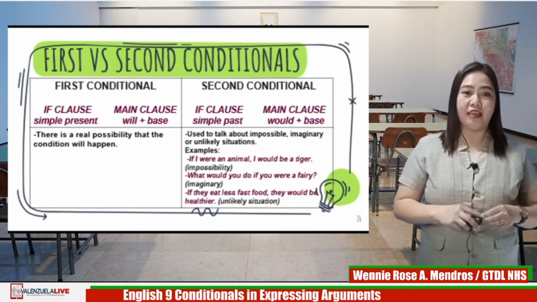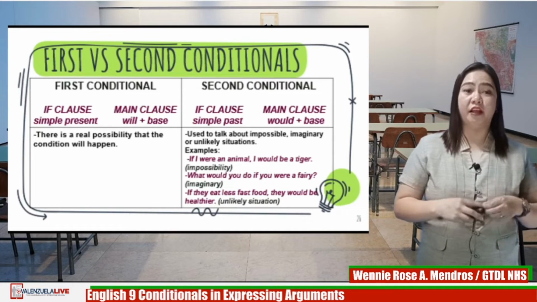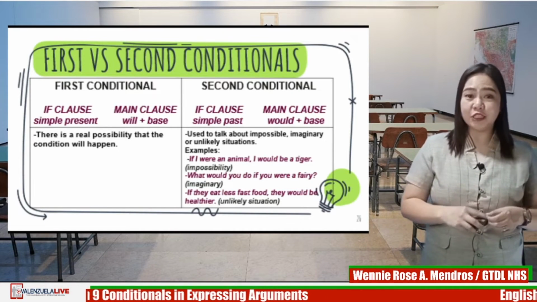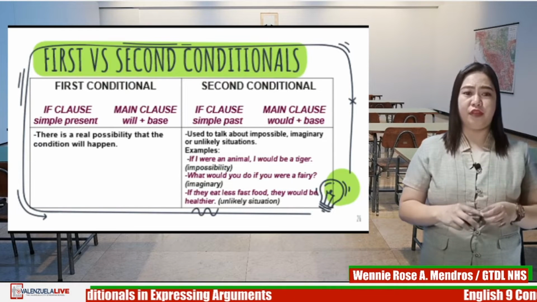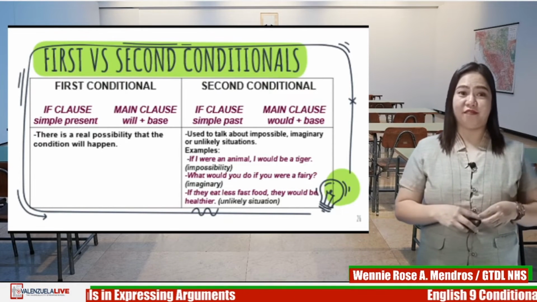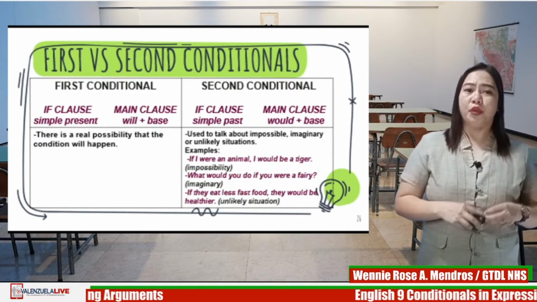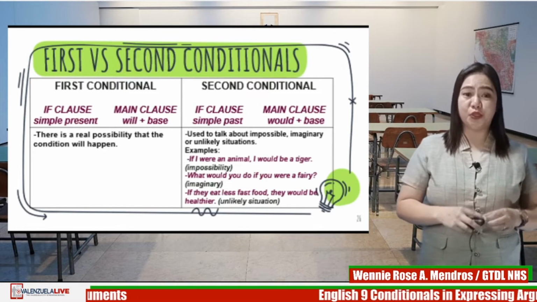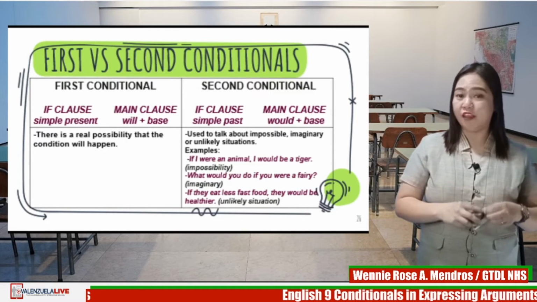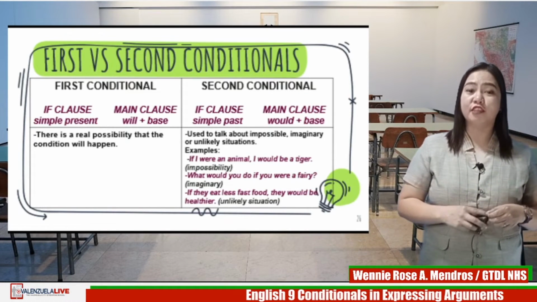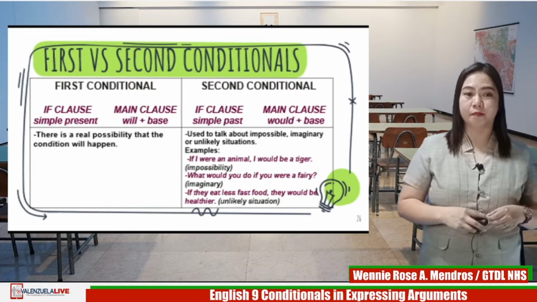And if they ate less fast food, they would be healthier. That is unlikely to happen. Let's say they are really busy. They have a busy life. Take a closer look at these examples. We form the second conditionals by using the simple past tense of the verb in the if clause and would plus base form of the verb in the main clause.